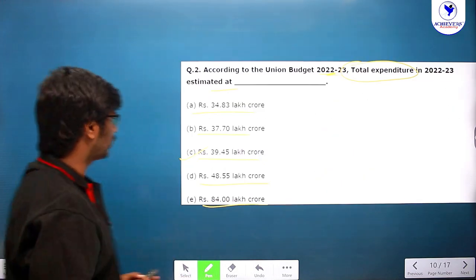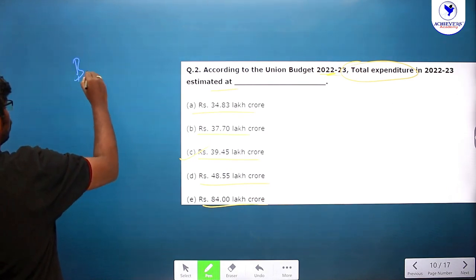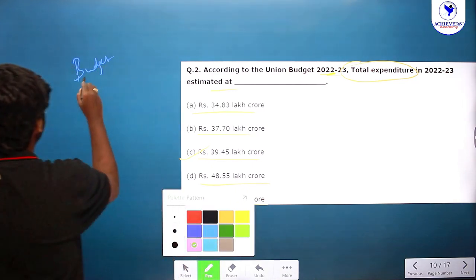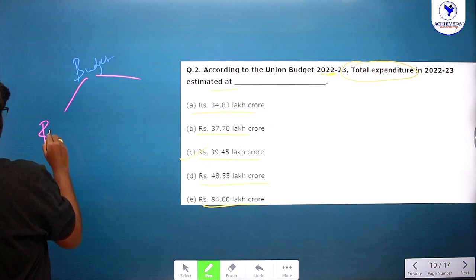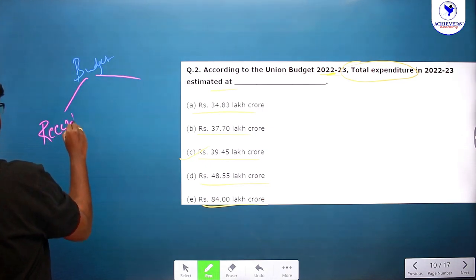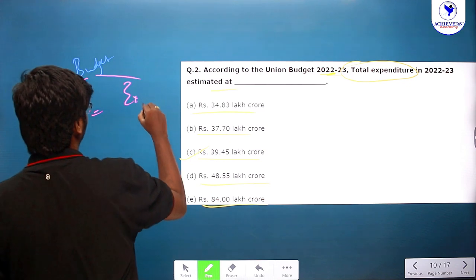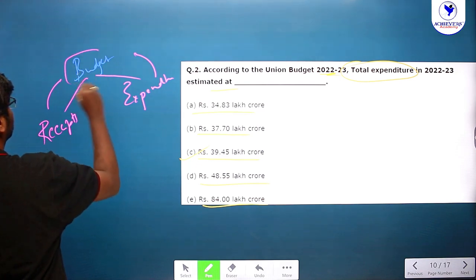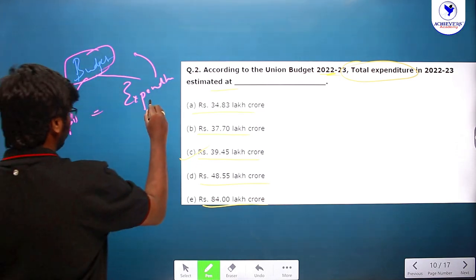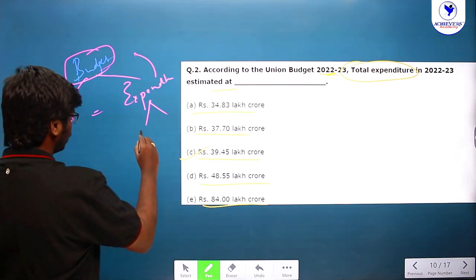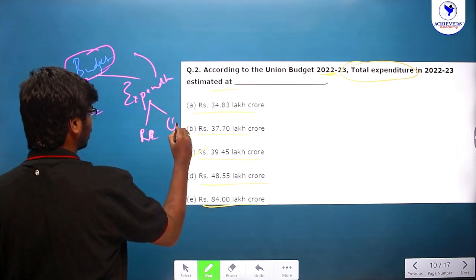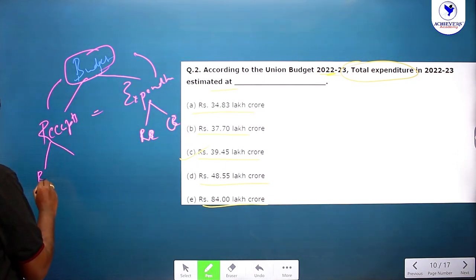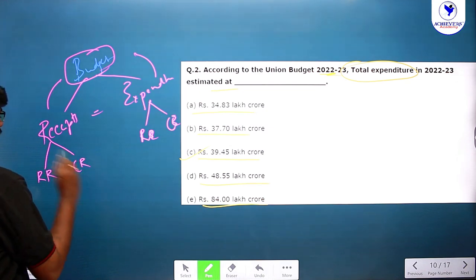So until now we have discussed what budget is, the process of budget. Like I said, receipts should be equal to expenditure. So whether it is the expenditure value or the receipts value, the budget value will be one and the same. We have discussed the types of expenditure, revenue expenditure and capital expenditure. Similarly, we will also be discussing revenue receipts and capital receipts.